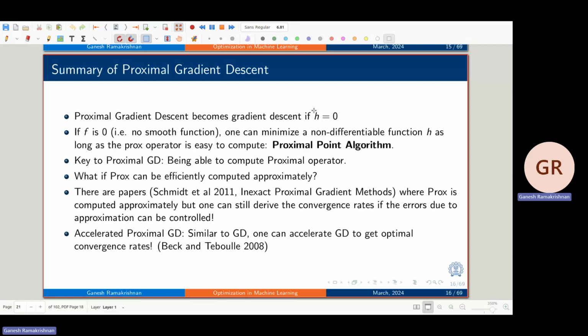Key to proximal gradient descent is the step I've written on the board. It should be solvable in a very reasonable amount of time. There are also other papers, inexact proximal gradient methods, where prox can be computed approximately. How does that reflect in the convergence time of the main algorithm? It's still not very well studied. There's, I think, a couple of papers only. However, what is interesting is you can apply the accelerated method to proximal gradient descent. So these are the 2 points.